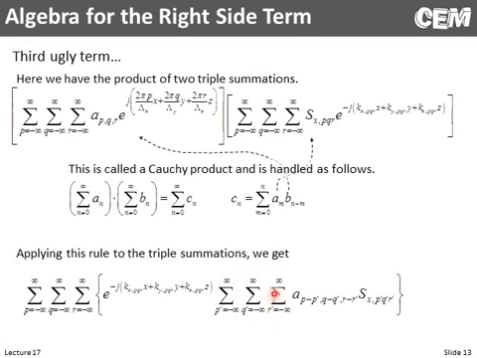And we'll call the triple summation on the inside p prime, q prime, and r prime, and that's to differentiate it from the p, q, and r on the outside.